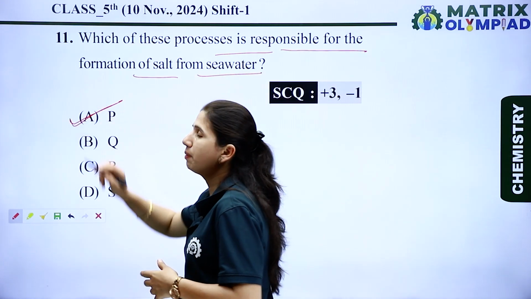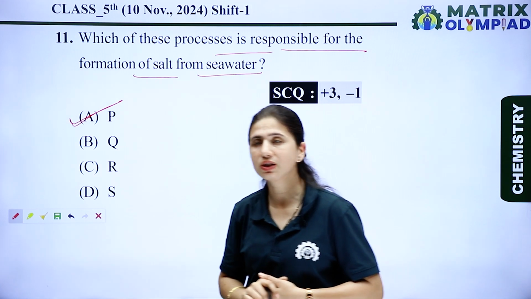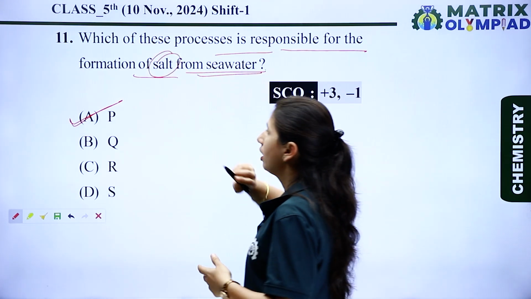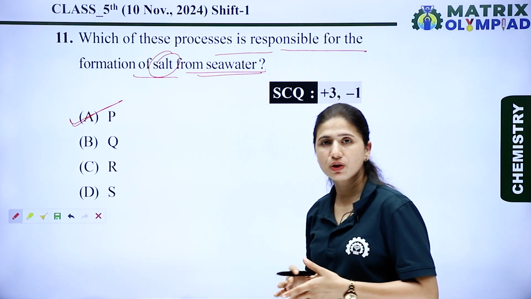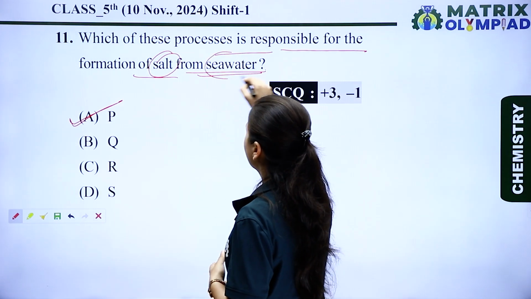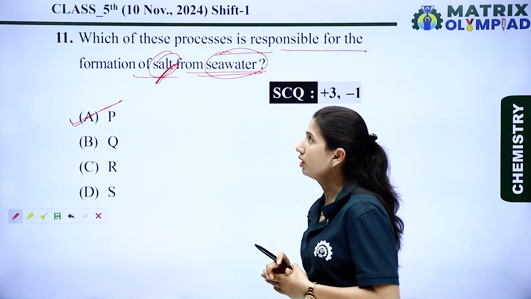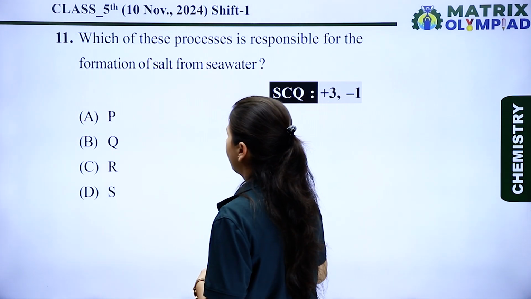So the process means evaporation process is responsible for the formation of salt from seawater, because by the evaporation process the water can evaporate and the remaining substance is salt. Now let's see the next question.